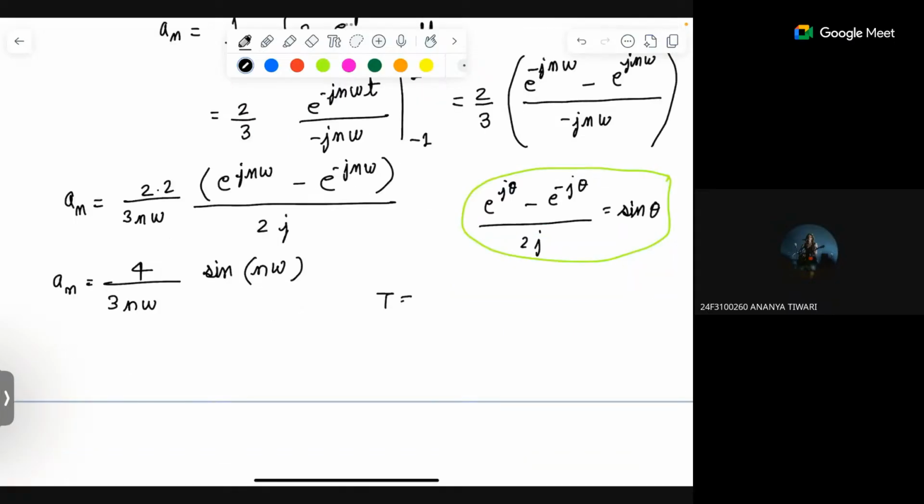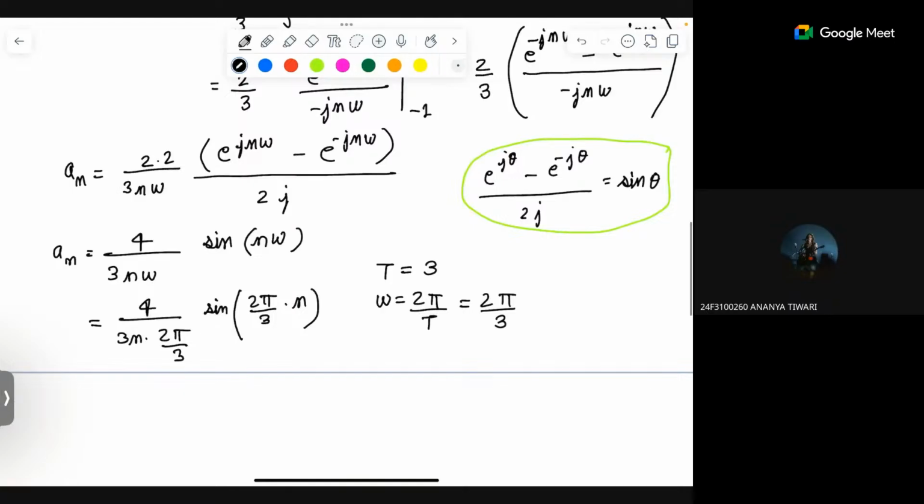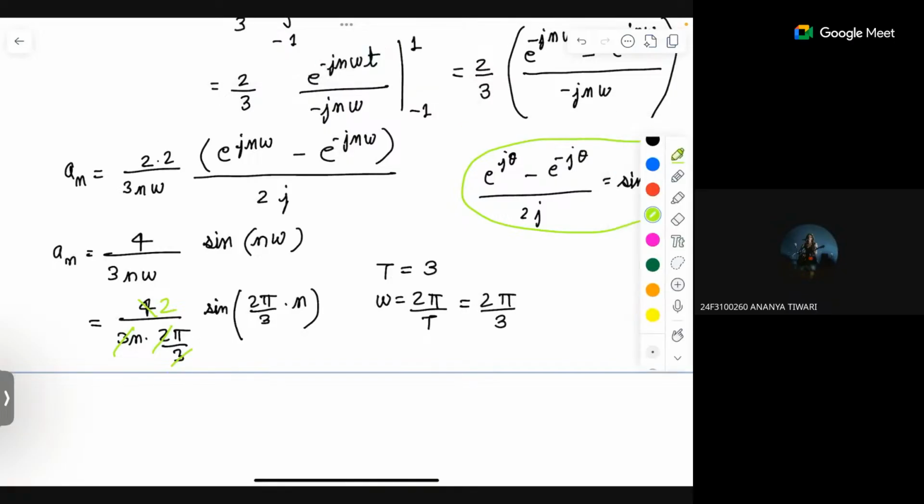Now time period was 3. So omega will be 2 pi by T, or 2 pi by 3. So An is 4 upon 3n, omega is 2 pi by 3, sine of 2 pi by 3 times n. 3 cancels. This becomes 2.